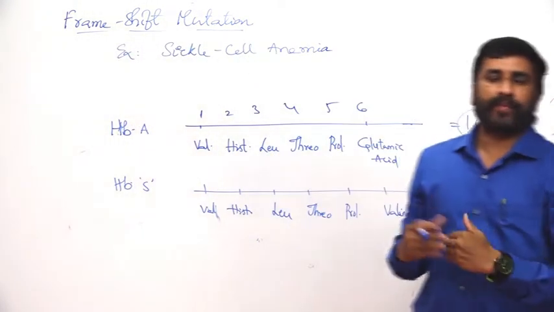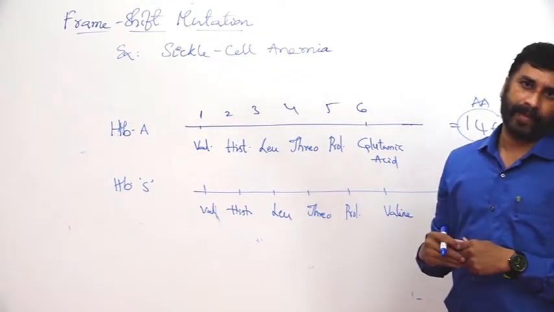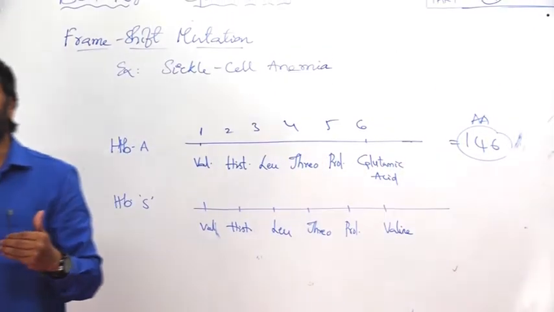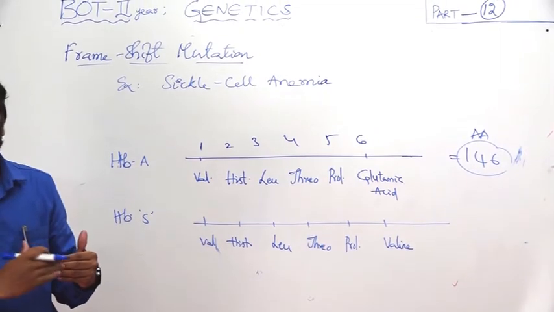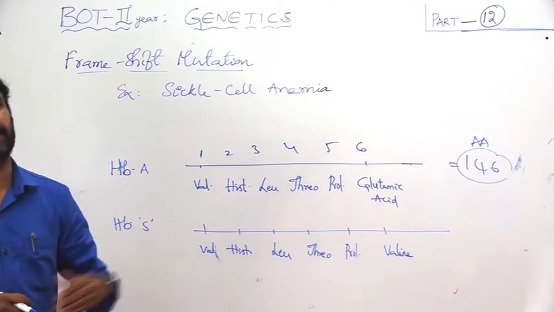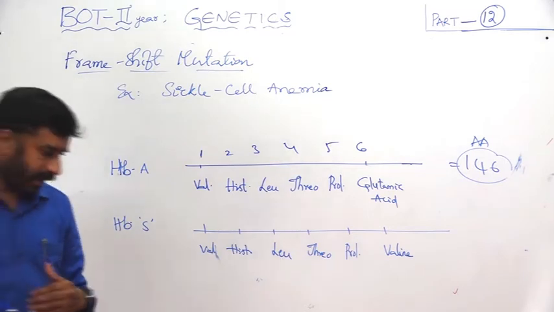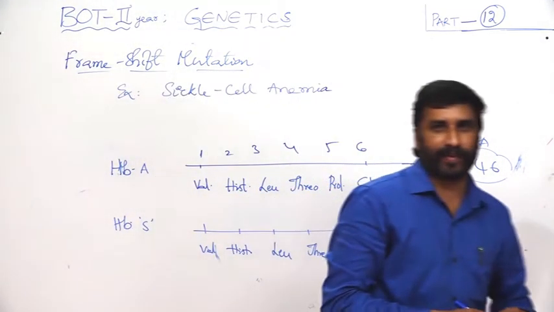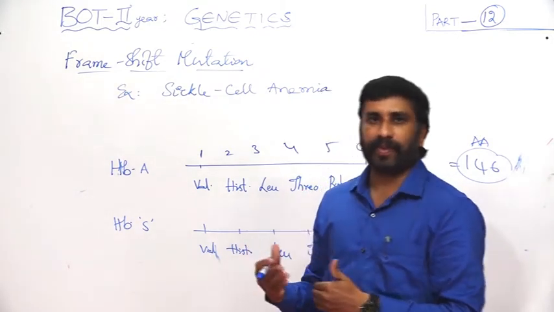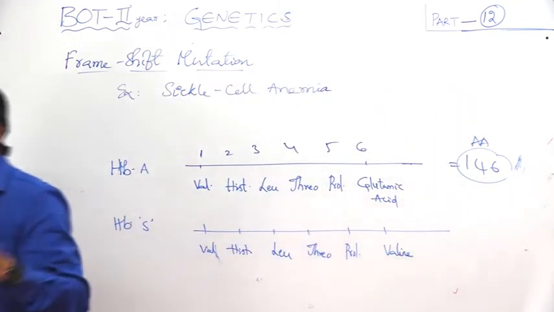These frame shift mutations will generally change the reading frame of mRNA. mRNA is in the form of codons. When the reading frame changes, the codon sequence changes. Consequently that leads to a change in the amino acid sequence. That may lead to the formation of a deformed or non-functional polypeptide chain, or some abnormal polypeptide chain which leads to diseases. So that is the result of this frame shift mutation.